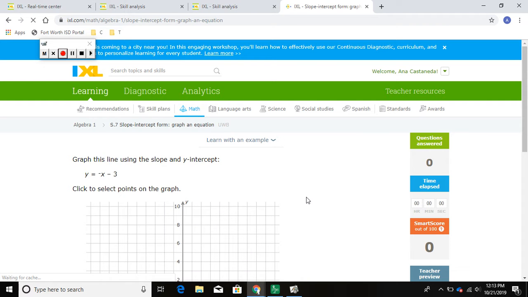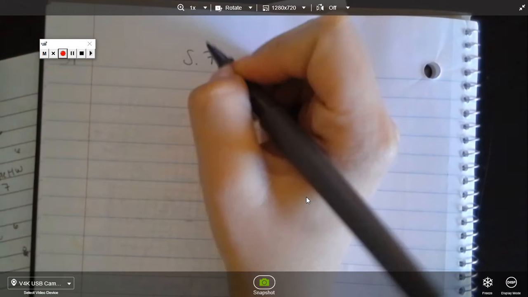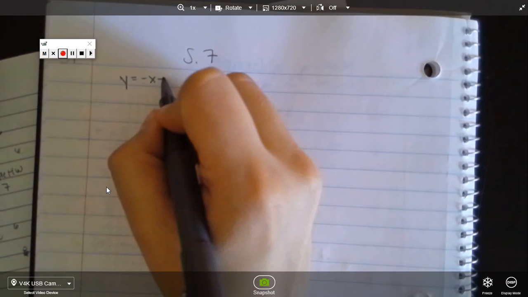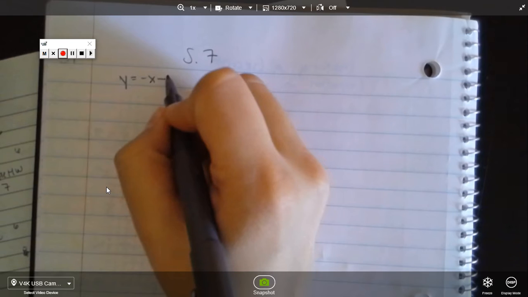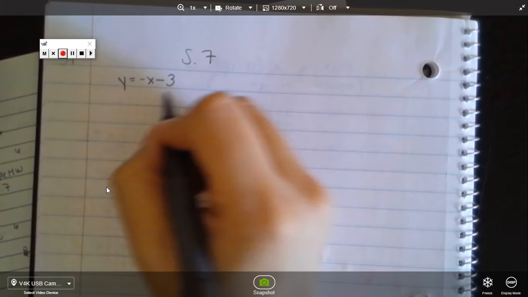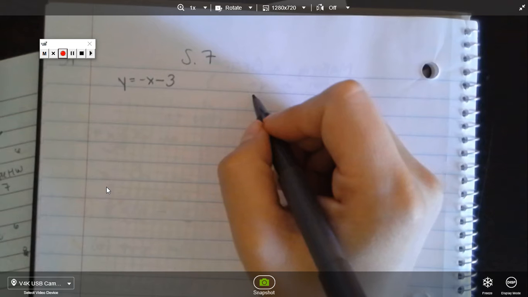I'm going to have you do this on page 34 in your journals. Please write S.7. What I'm going to have you do first is always write the equation. So here's the equation right there. I'm going to copy it. Okay, copy the equation, first step. Then I'm going to have you squiggly underline. So if it has an X, you squiggly. If it doesn't have an X, you underline.